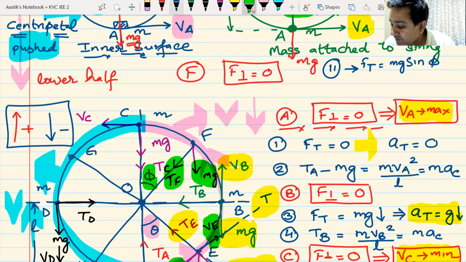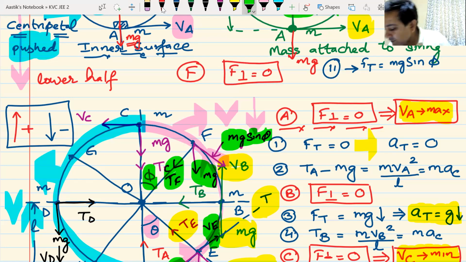Then I will resolve Mg into two components. One component is going to go like this. This component is definitely Mg sine phi. I hope everyone can see this green component. I know that the figure has become quite cumbersome, but I hope everyone understands this. Then I have mg sine theta. This one is mg sine not theta but phi.